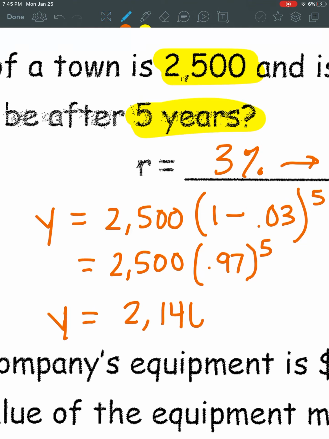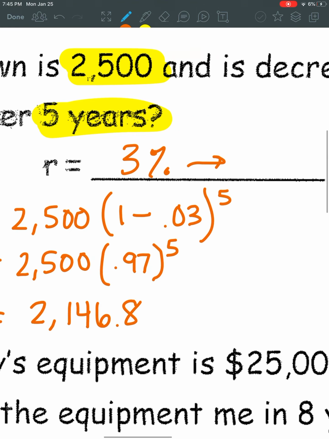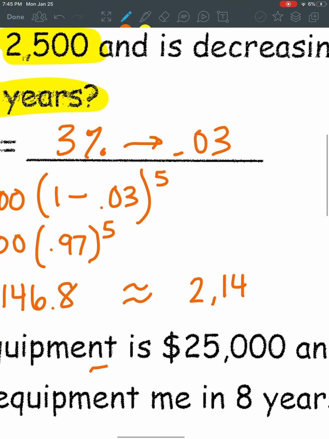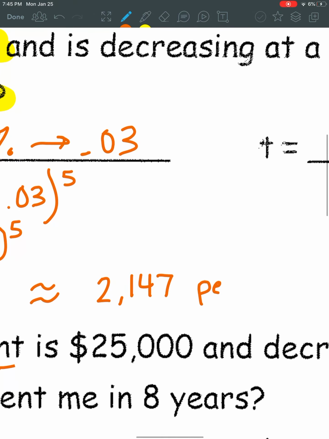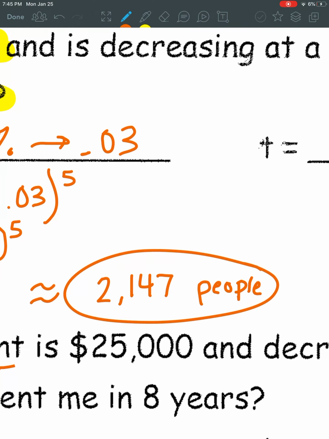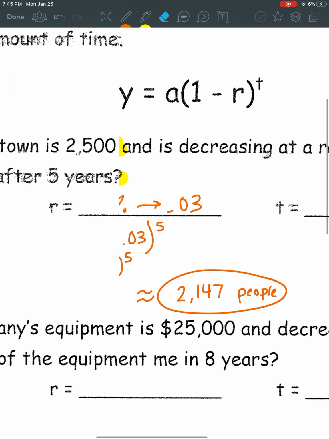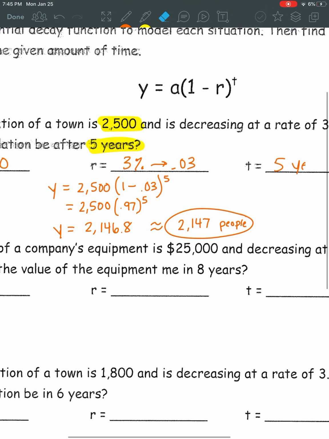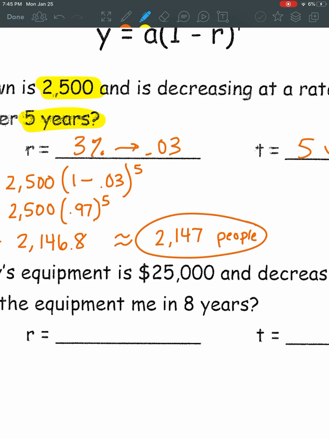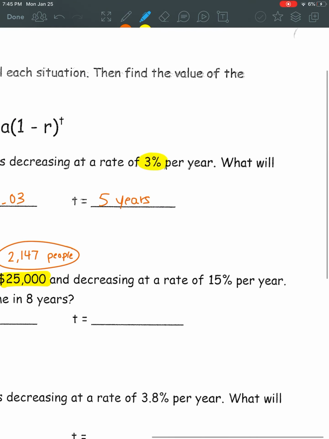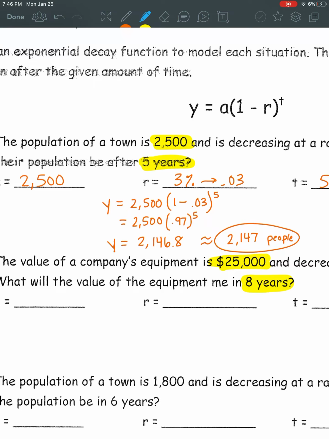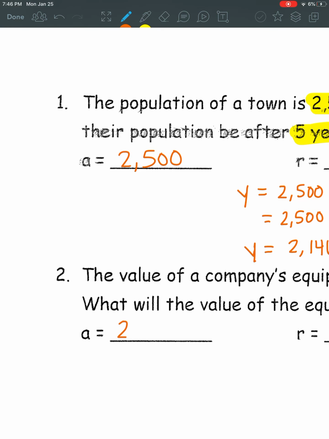So again, I'm going to round since we're talking about population. We're talking about people. So 2,146.8. But I'm going to round up and approximate it to 2,147 people since we're talking about a population. All right. And we can check it went down from our 2,500 people that it started with. And one more. The value of a company's equipment is $25,000. And it decreases at a rate of 15% per year. So what's the value of the equipment in 8 years?